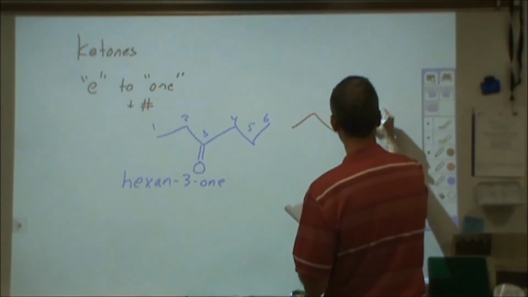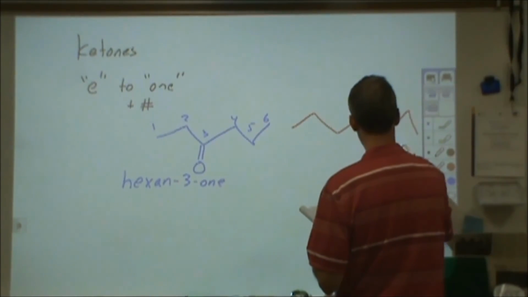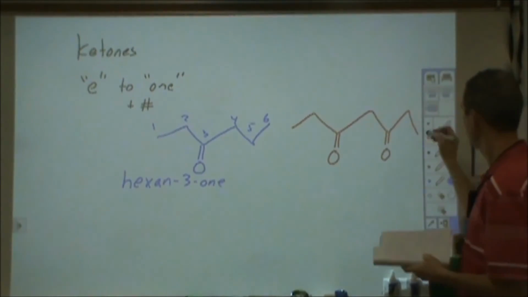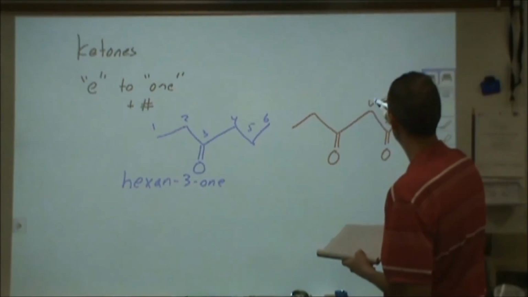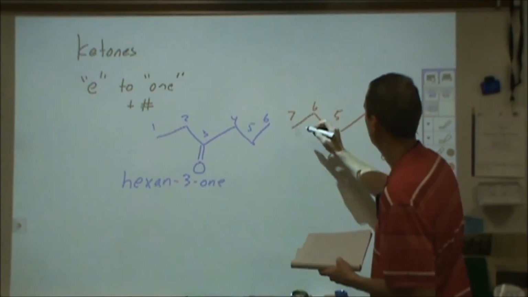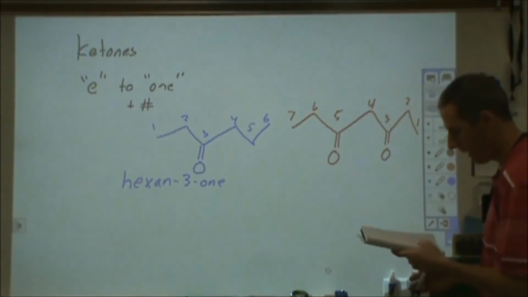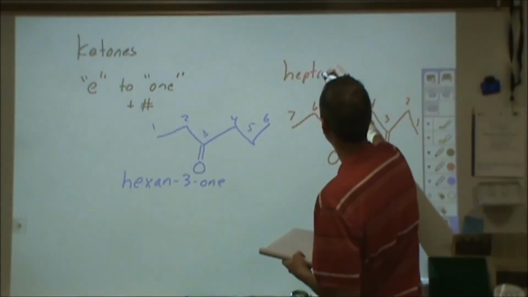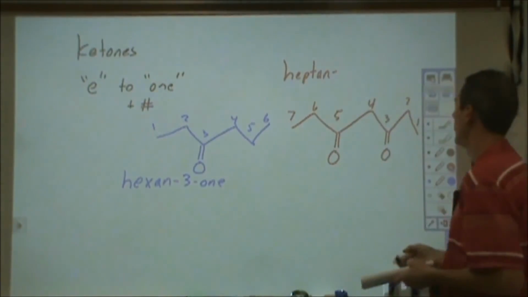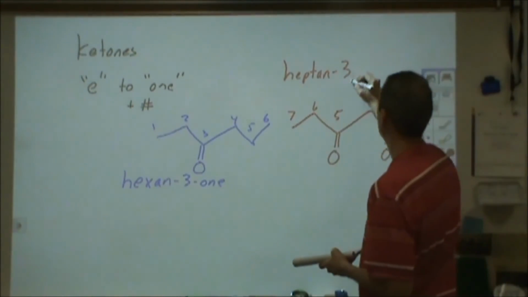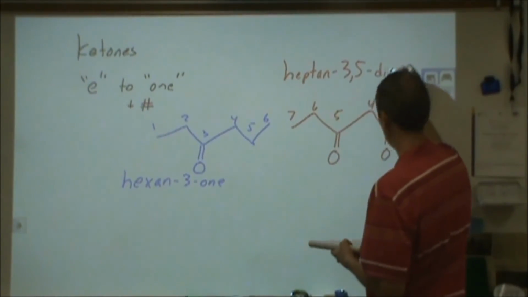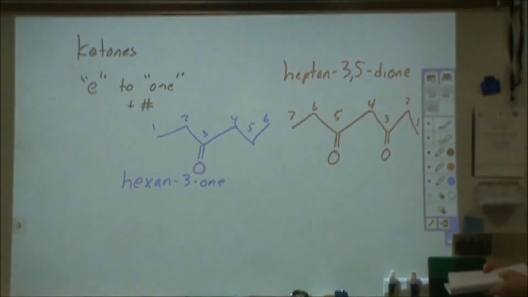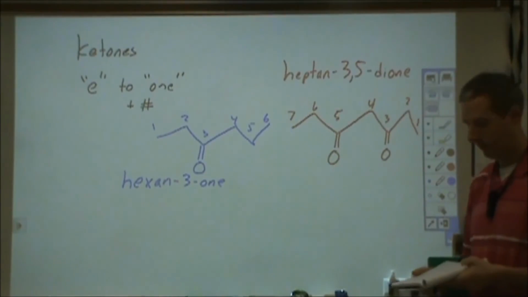A little more complicated one. This one doesn't matter which way you name it. It's symmetrical with respect to numbering. We have 3,5 or 3,5. It's 7 carbons, so we have hept, and then we have a 3 and a 5 ketone, so 3,5-dione. So heptane-3,5-dione would be the name of this particular one.